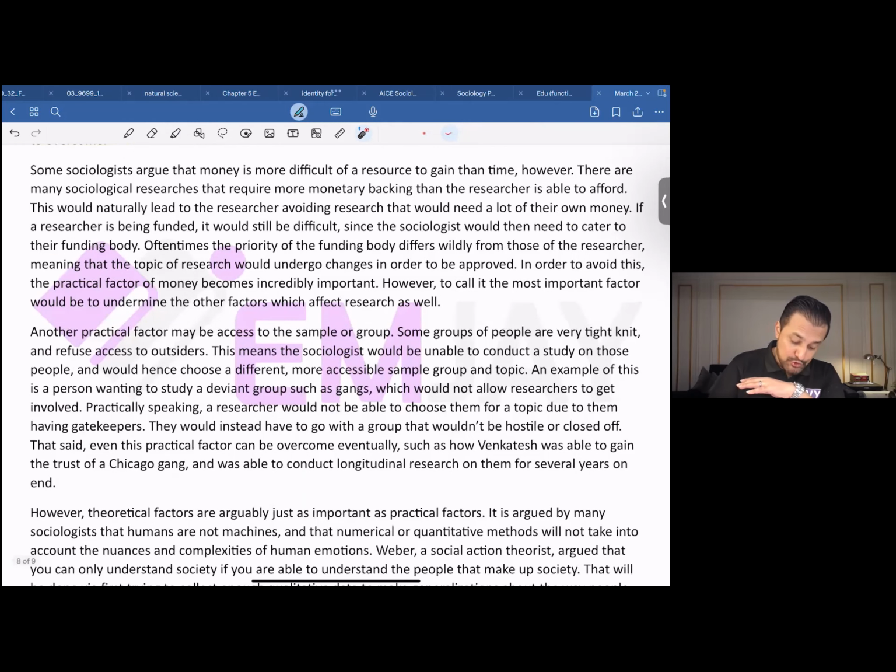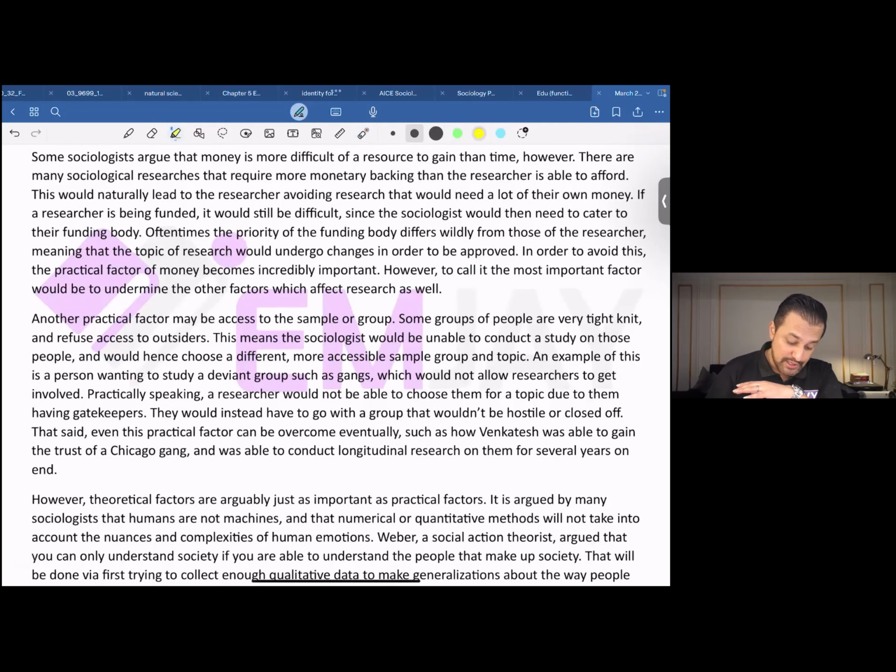Number 2, sociologists argue that money is more difficult of a resource to gain than time. There are many sociological researches that require more monetary backing than the researcher is able to afford. This would naturally lead to the researcher avoiding research that would need a lot of their own money. If a research is being funded, it would still be difficult since the sociologist would then need to cater to their funding body. When someone is funding you, they'd have some involvement to some degree. They would have involvement in the choice of your topic, and not only the choice of your topic, but the research procedure and the findings of the research too.